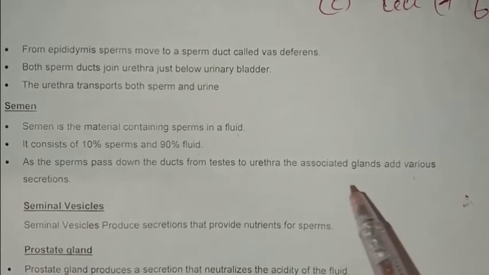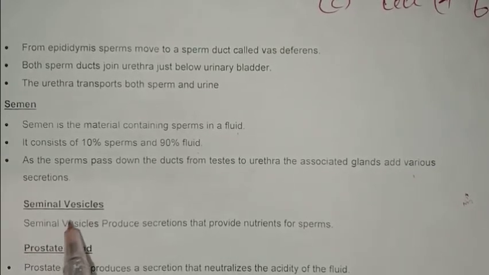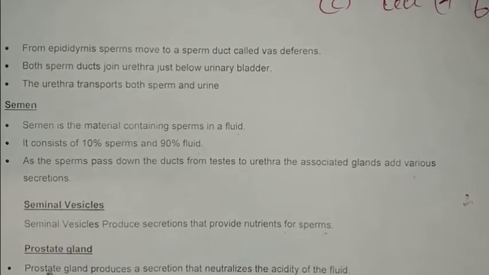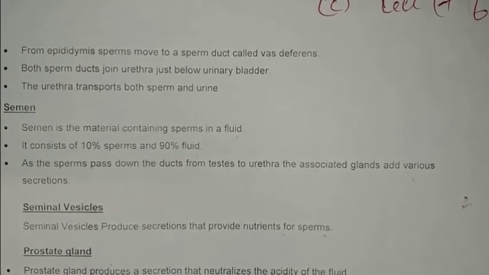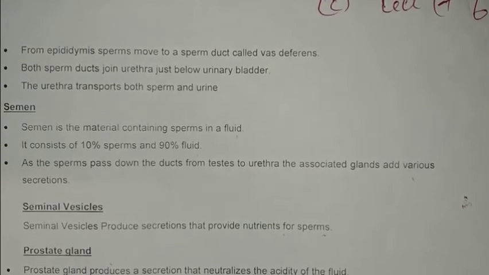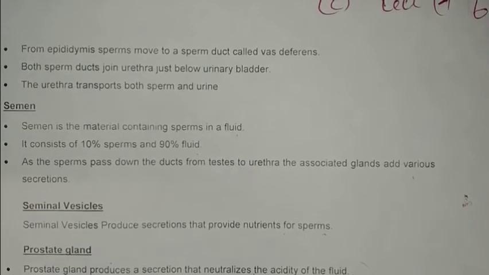The associated glands are the Cowper's glands. These are the associated glands. Seminal vesicles: the seminal vesicles produce a secretion that provides nutrients for the sperm. Prostate gland: the prostate gland produces a secretion that neutralizes the acidity of the fluid. So the prostate gland releases a secretion, and this secretion neutralizes or decreases the acidity of the sperm fluid. Cowper's glands: Cowper's glands produce a secretion that lubricates the duct.